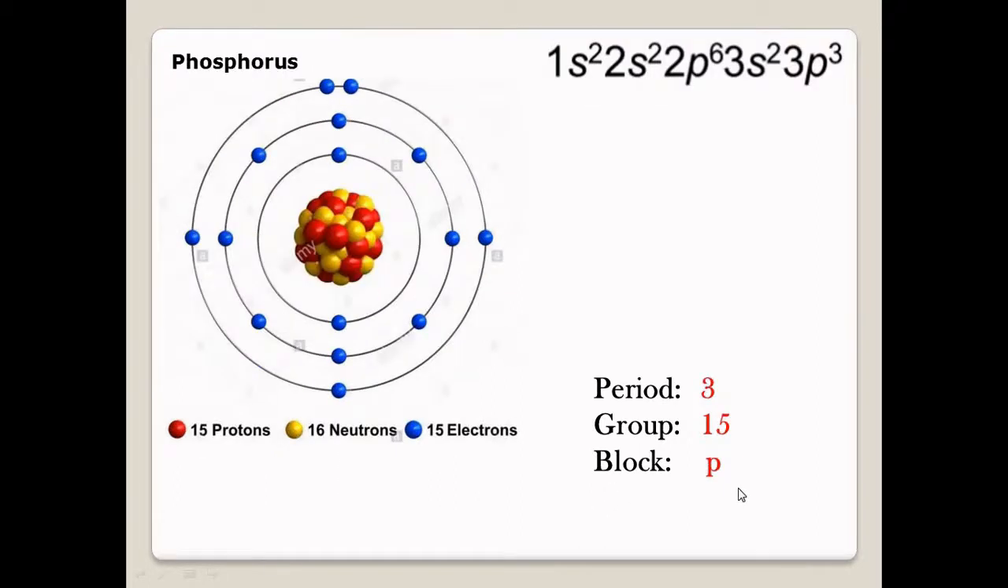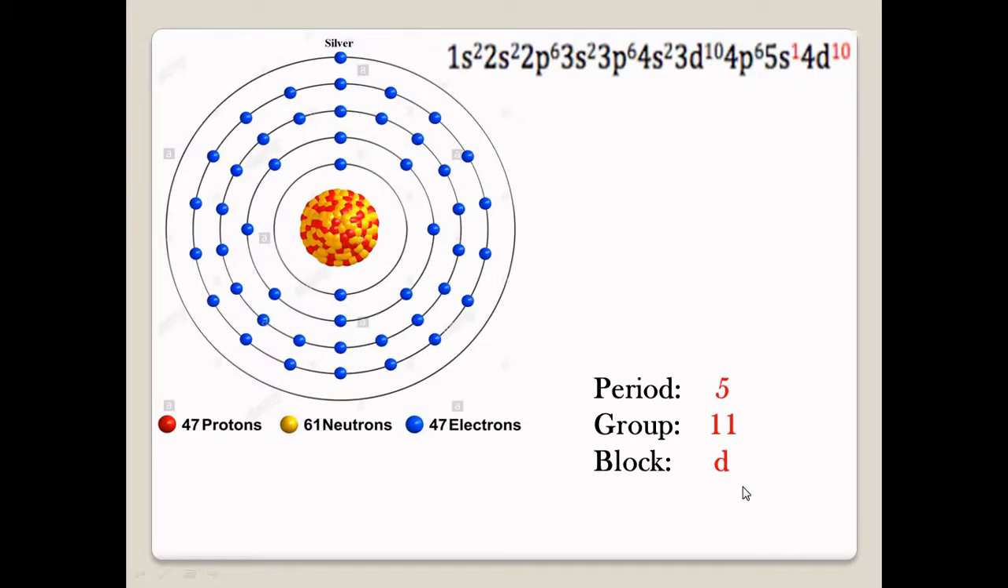Okay, this is phosphorus. As we know, the electronic configuration of phosphorus is 1s2, 2s2, 2p6, 3s2, 3p3. So this 3 indicates the period. The summation of these 2 and 3 plus 10 gives a group 15 element, and this p indicates it is a p block element. Okay, this is silver.